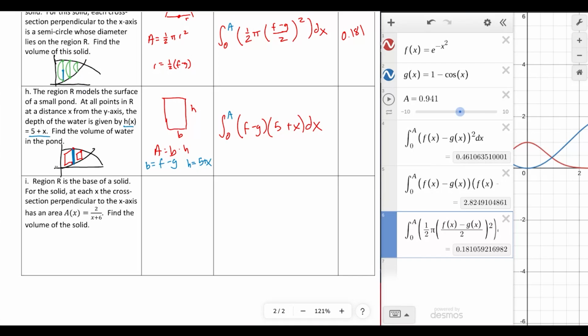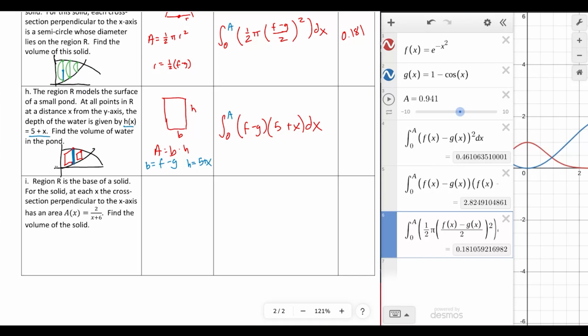Why did we choose to do a rectangle? Because, let's say x was 2. Or I guess x couldn't be 2 in this scenario. Let's say it was 1. Or 1's not in the interval either. Let's say it's 0.5. Okay? So 0.5 being right here. So at 0.5, what's the depth of the pond? The depth of the pond is 5 plus x. So at x equals 0.5, what's the depth going to be?